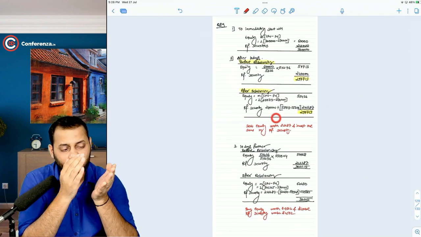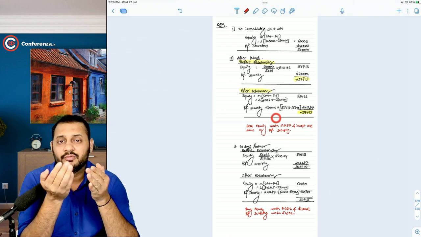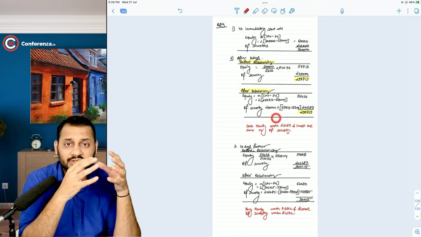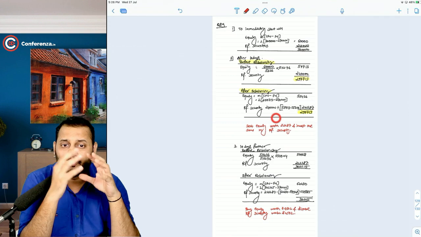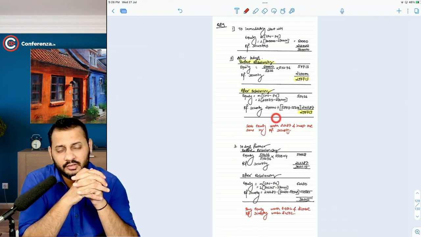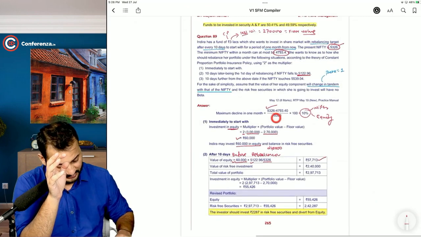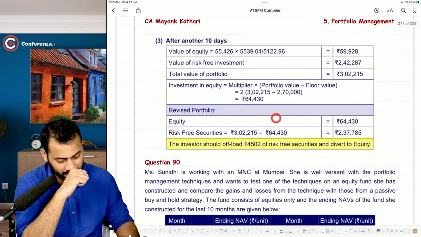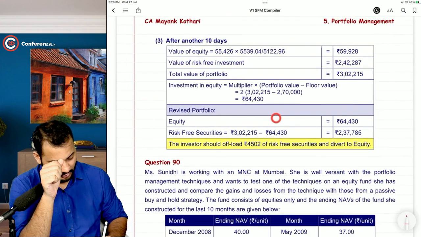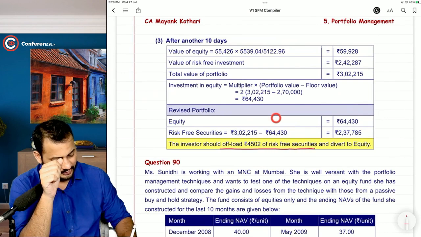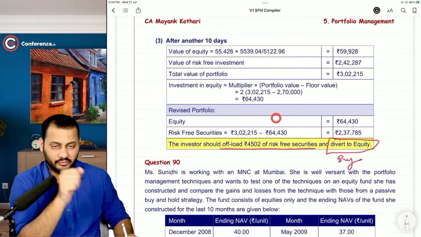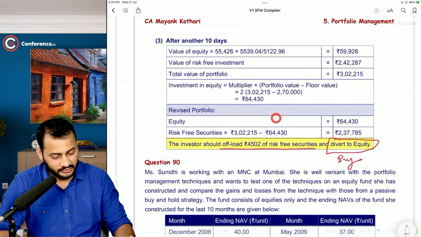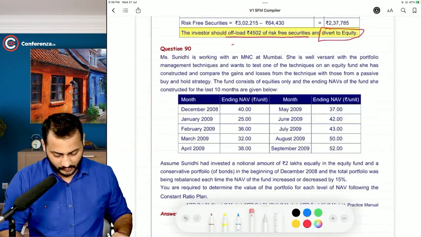Every time you are going to check whether the portfolio is on track or not, and if it is not on track, you are going to sell something, buy something else to bring it back to track. Have you understood this concept? See, offload 4,502 of the risk-free security and divert to equity, means buy equity for the same amount. That's it. Every time we are going to do this only. This was the entire question. Let's have a look at this question.